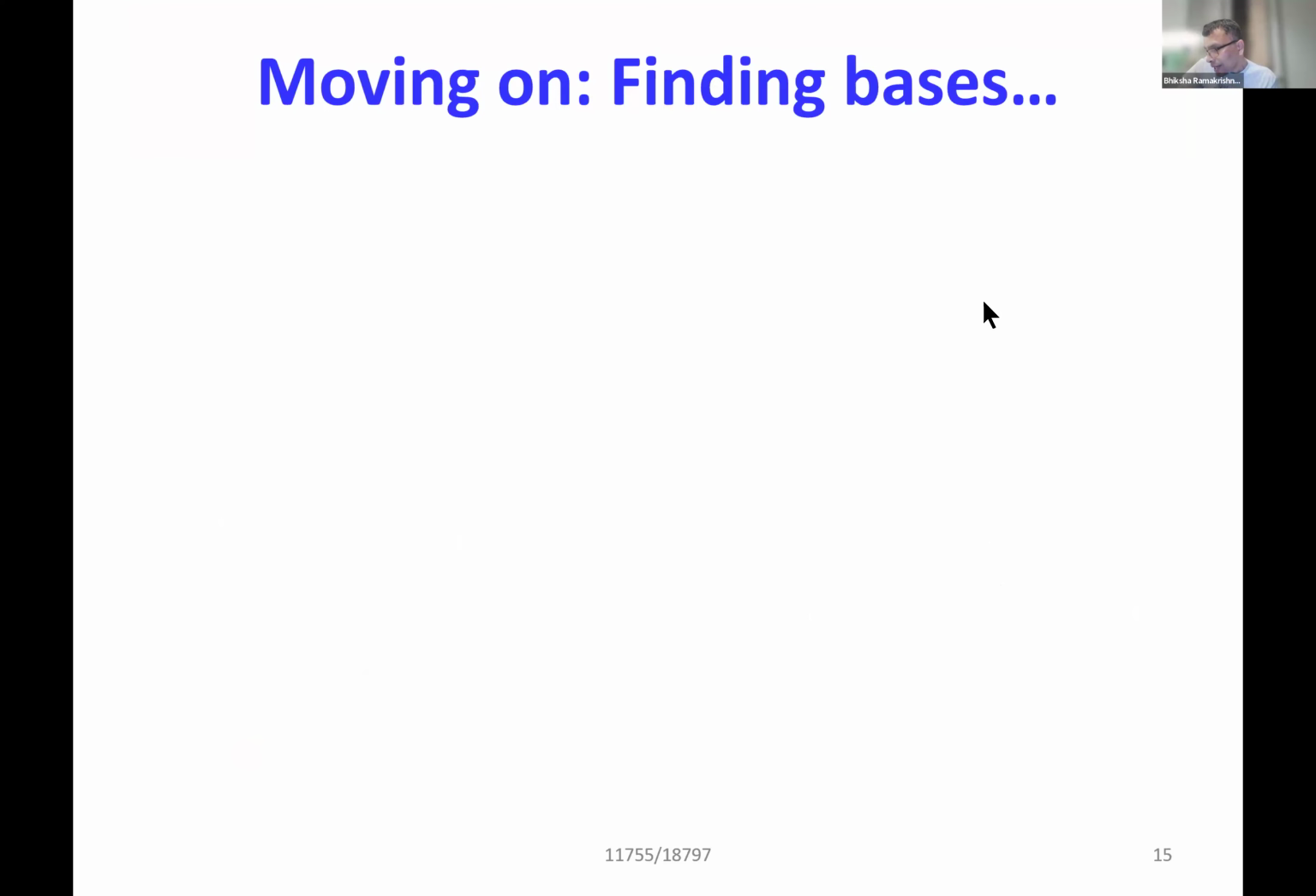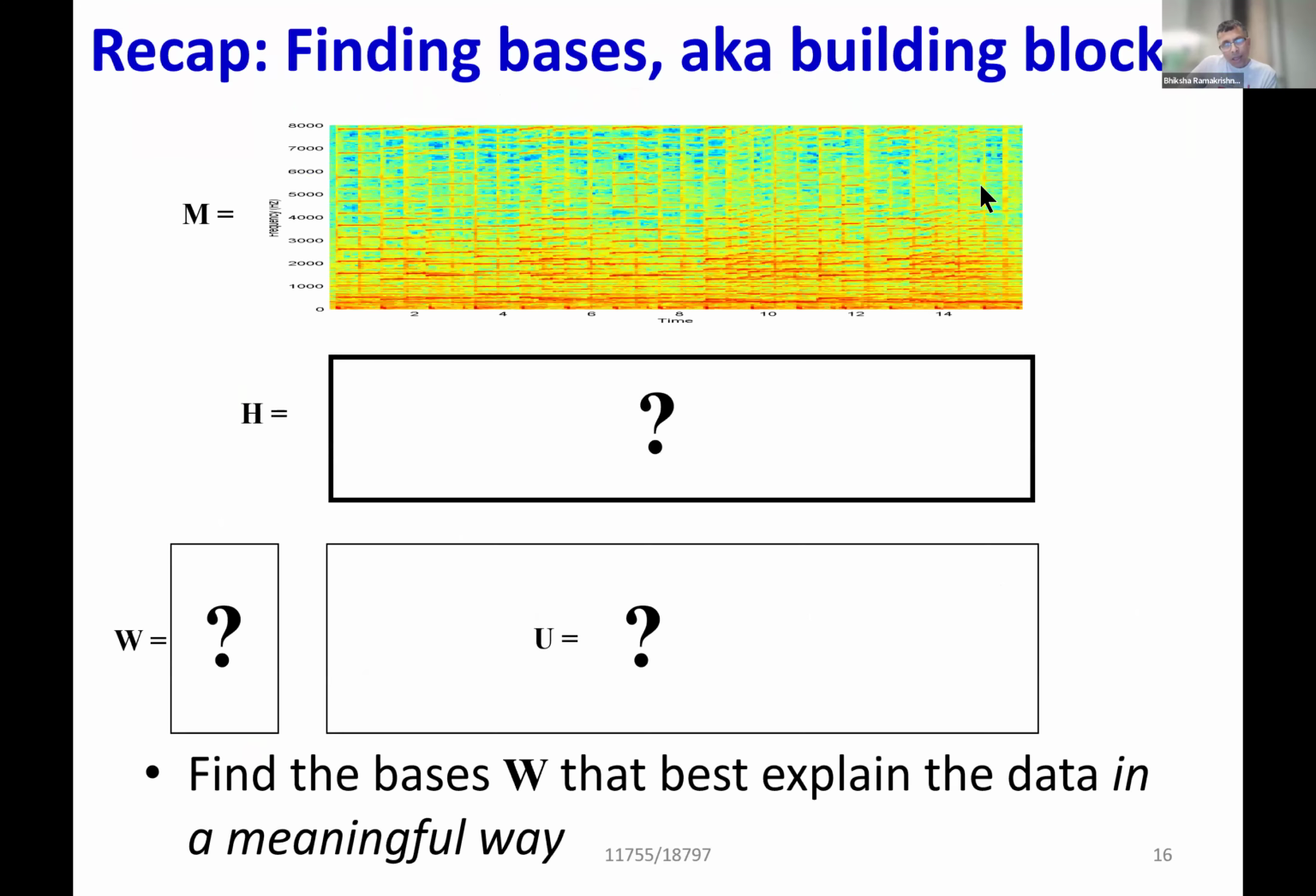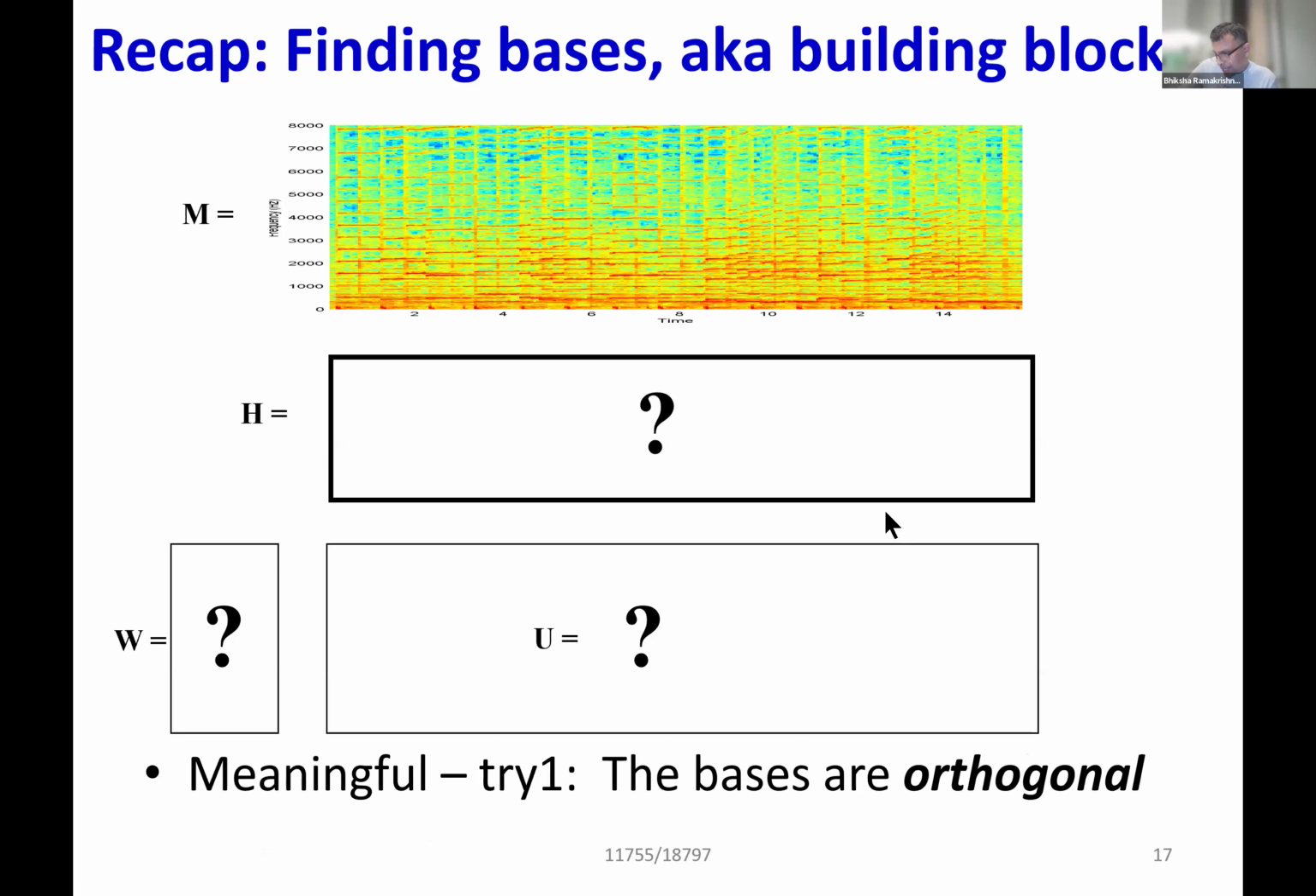Now let's talk about finding bases. What was all of this about? Go back to the music example. In one example, we saw how given notes we could find the score. We also saw how given the score we could find the notes. But when we want to find the building blocks of the music itself, you want to find both the notes and the score. So you want to find both the W and the H. So you want to find the bases W that best explain the data in a meaningful way. That was what we wanted to do, right?